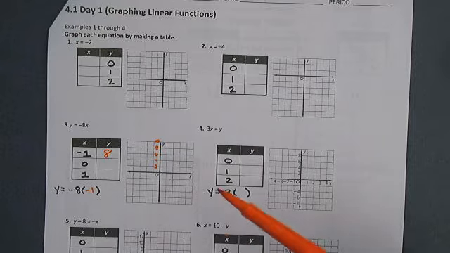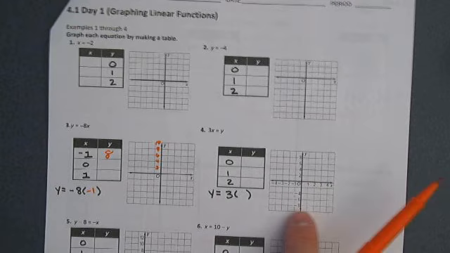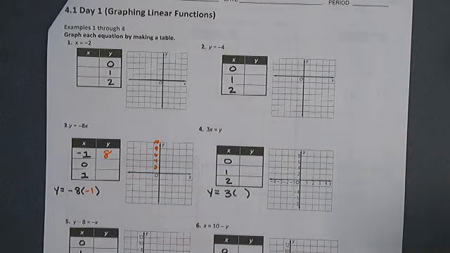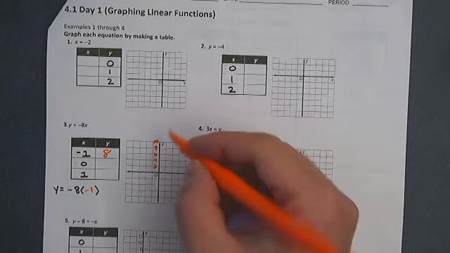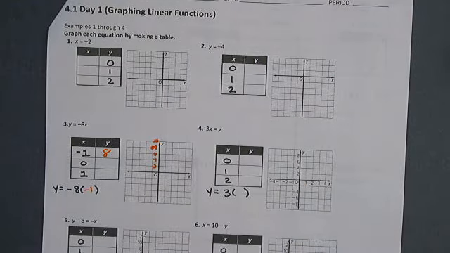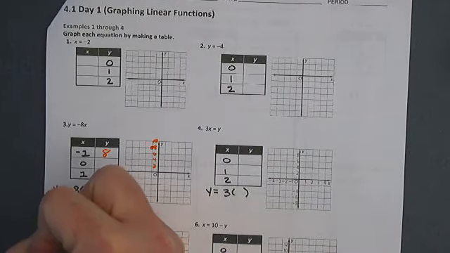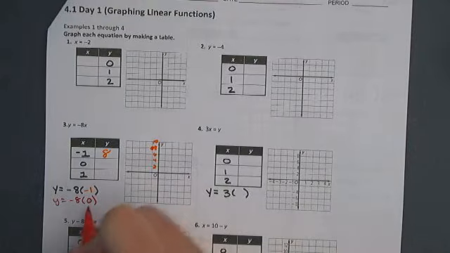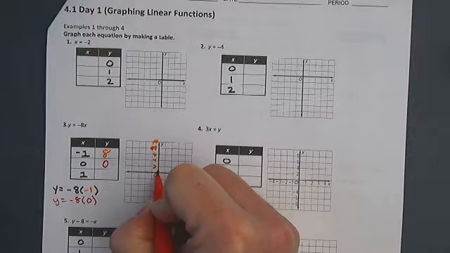If the scale is not written like it is in number 4, then you can create it. So you don't have to go up by 1s in here. So we're going to go up by 2s. That way, -1, 8, I can plot that point. Then I'm going to do y equals -8 times 0. Well, -8 times 0 is just 0, so I'm at the origin.